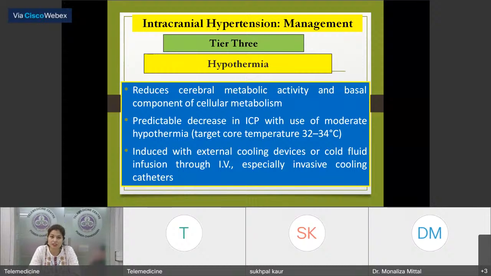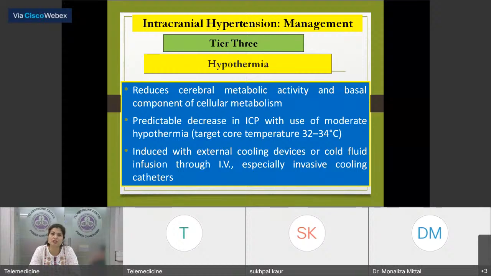Another therapy which we can use in tier 3 is hypothermia. We always consider keeping the temperature within normal levels, because in the previous slides also we studied that temperature is very important. Maintaining the temperature by tepid sponging or by giving antipyretics is very important, because the higher the temperature, the more will be the metabolic rate, and the more will be the ICP.